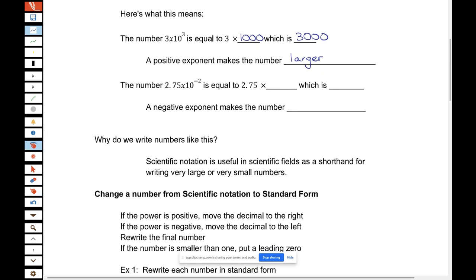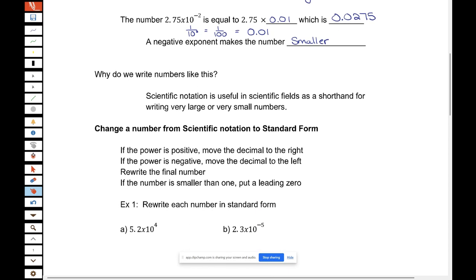However, for the number 2.75 times 10 to the negative second, 10 to the negative second is 1 over 10 to the second, which is 1 over 100. In decimal form, that is 0.01. So we are multiplying by a small number, 0.01, or taking 1/100th of the number. So this is 0.0275, which means that a negative exponent makes the number smaller because you're taking a fraction of it.